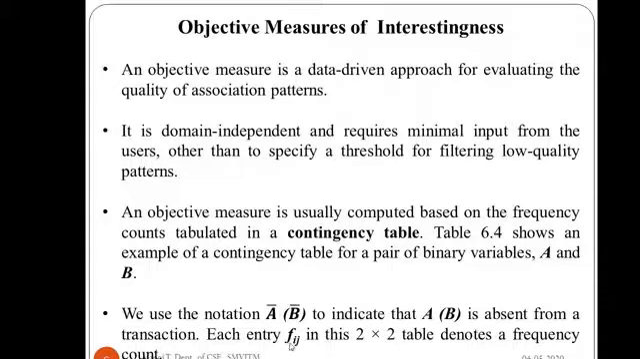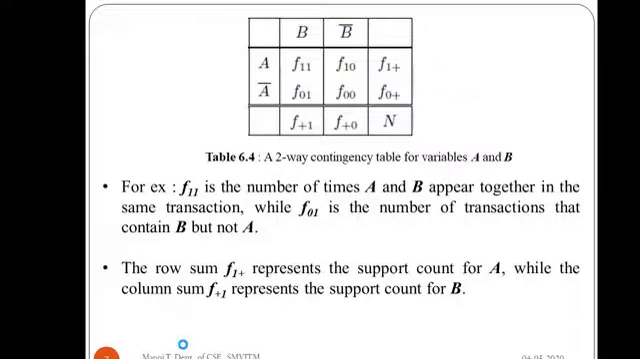So each entry Fij in this 2 cross 2 table denotes a frequency count. What is the count of that? For example, say that F11 means how many items are having both A and B. A B bar means how many items are having A but not B, like that. So F11 is the number of times A and B appear together in the same transaction. F01 is the number of transactions that contain B but not A.